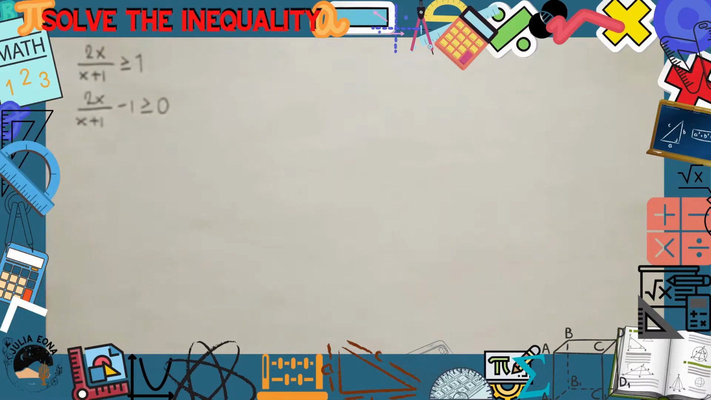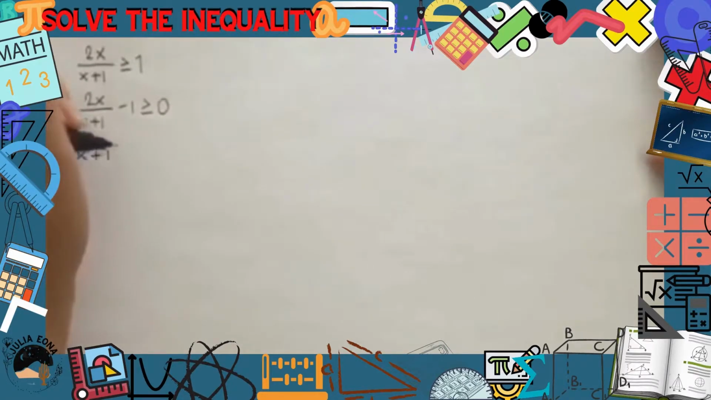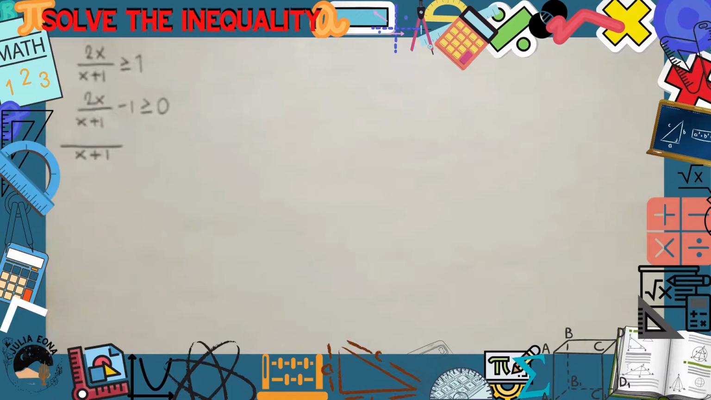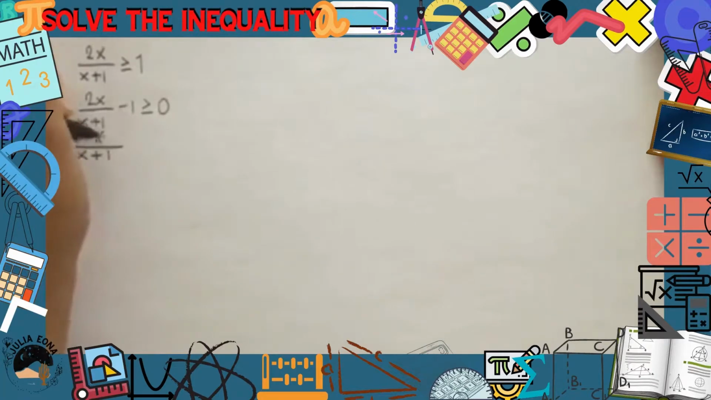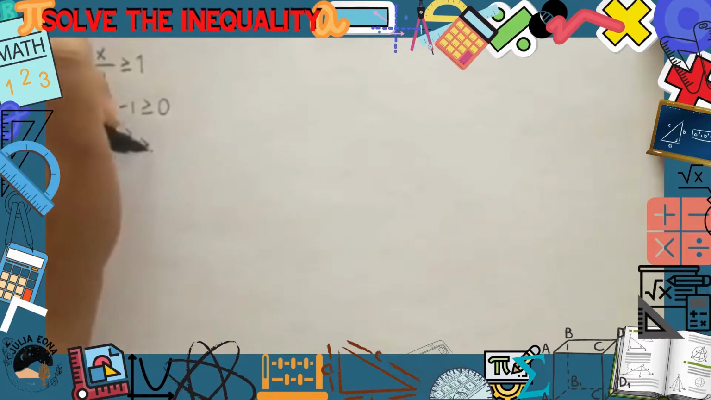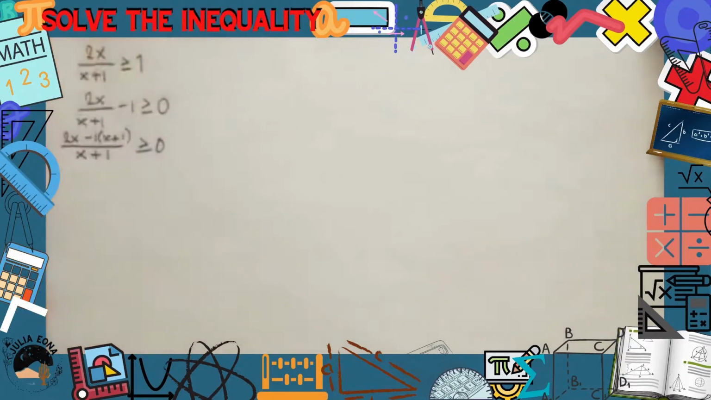So let us simplify this one. Let us write x plus 1 on the denominator. Then x plus 1 divided by itself is 1, multiplied by 2x is 2x. Then let's multiply negative 1 by x plus 1. So, negative 1 times x plus 1 greater than or equal to 0.